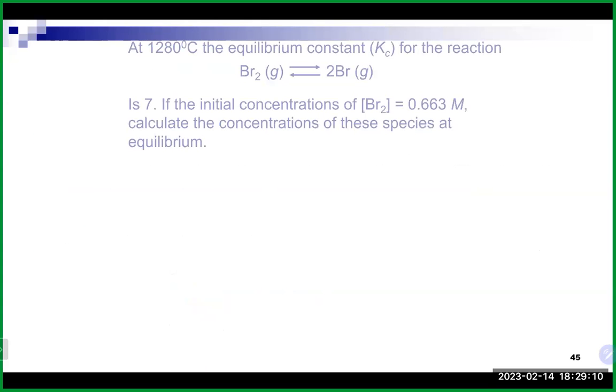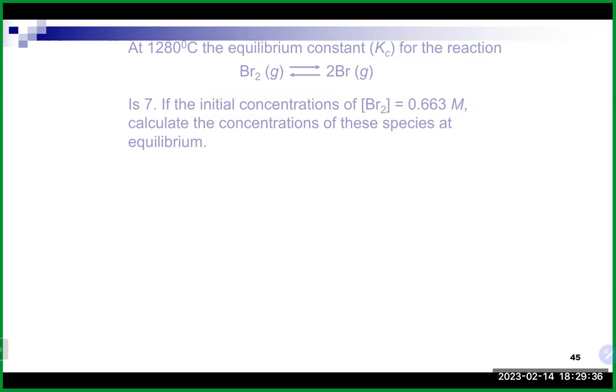All right, so we're going to roll with this one here. Hope for the best. So in this case, the equilibrium constant for this reaction is 7. And as Br2 goes to 2Br, if the initial concentration of Br2 is 0.663 molar, we want to know what the equilibrium concentrations of everybody involved are.